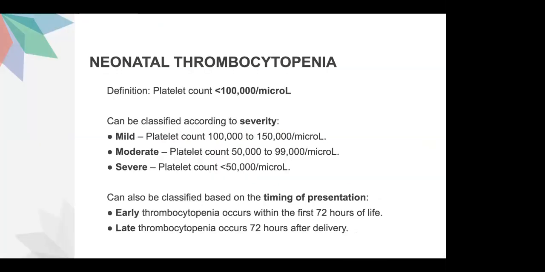Okay, neonatal thrombocytopenia is defined when the platelet count is less than 150,000 per microliter. I'll correct this after this. And this thrombocytopenia can be further classified according to the severity. If the platelet count ranges between 100,000 to 150,000 per microliter, then that is considered mild thrombocytopenia. Moderate thrombocytopenia is when the platelet count is 50,000 to 99,000 per microliter. Severe thrombocytopenia occurs when the platelet count is less than 50,000 per microliter.